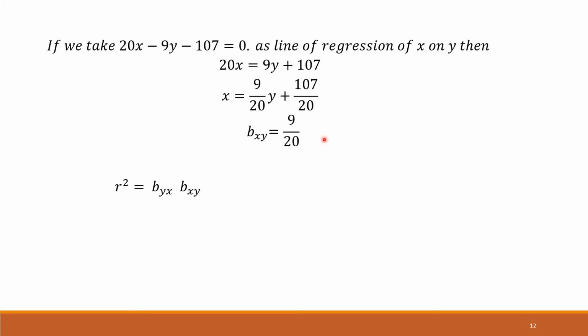We can calculate r square by multiplying byx and bxy. That comes out to be 0.36. R square is equal to 0.36. Now the r value will be the square root of 0.36, which is 0.6. Since byx and bxy are positive, the r value is positive. R value is also a positive number, 0.6.